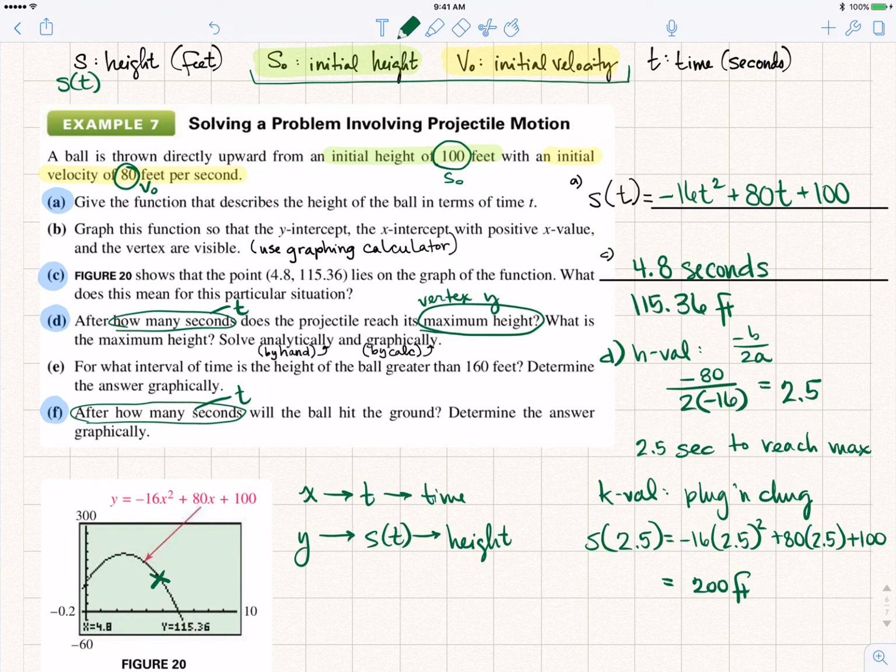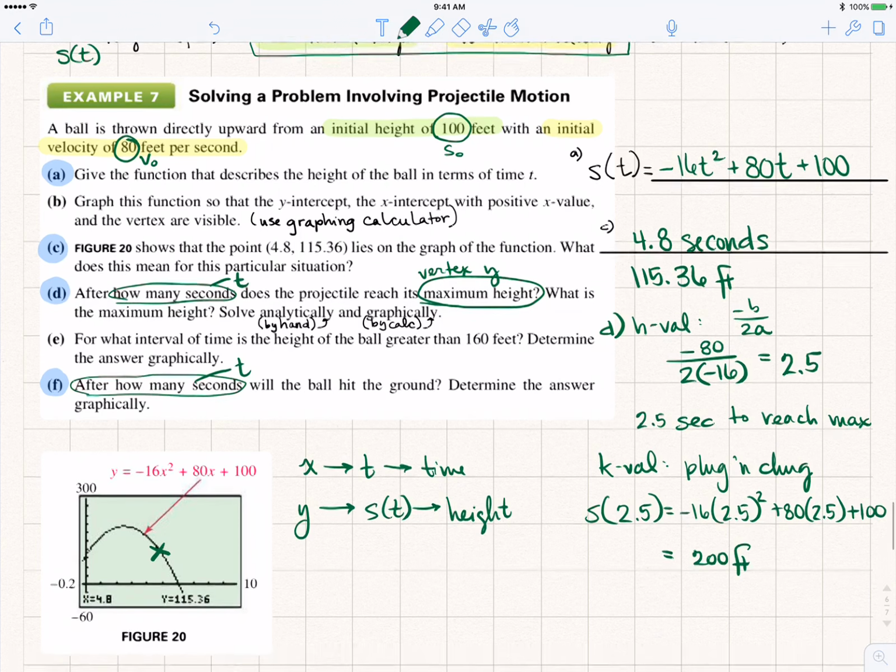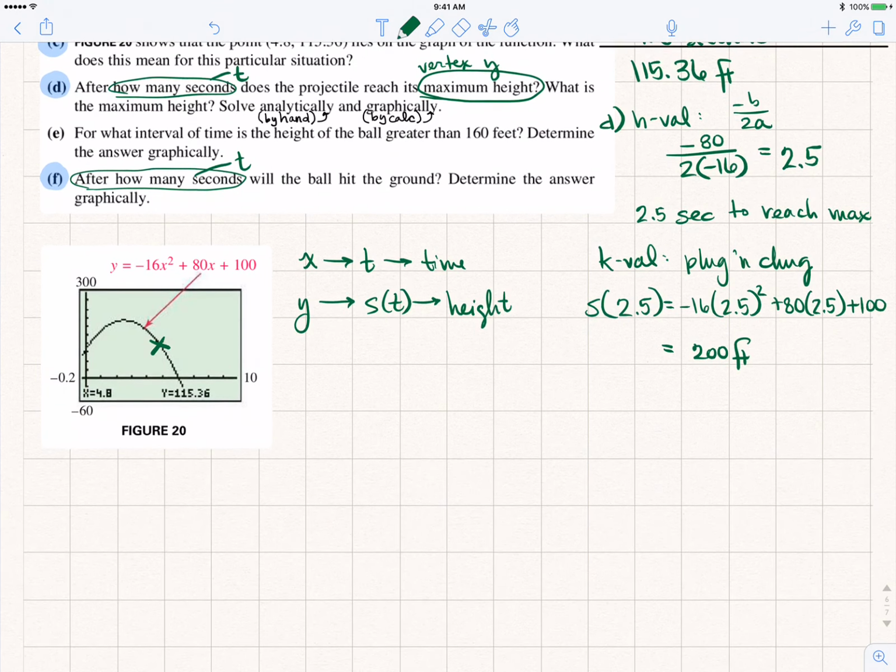The last question that you're asked is letter F, and this says after how many seconds, so once again, I'm looking for a time value. After how many seconds will the ball hit the ground? Well, if you look at the picture of our little graphing calculator, the ball hitting the ground is right here. How high is the ball when it hits the ground? It has a height of 0 feet.